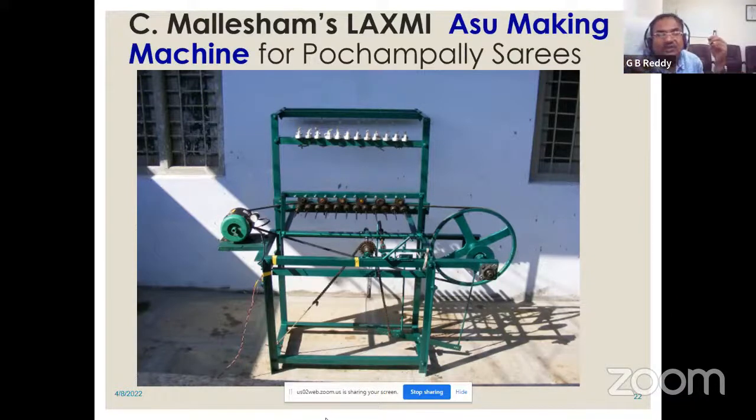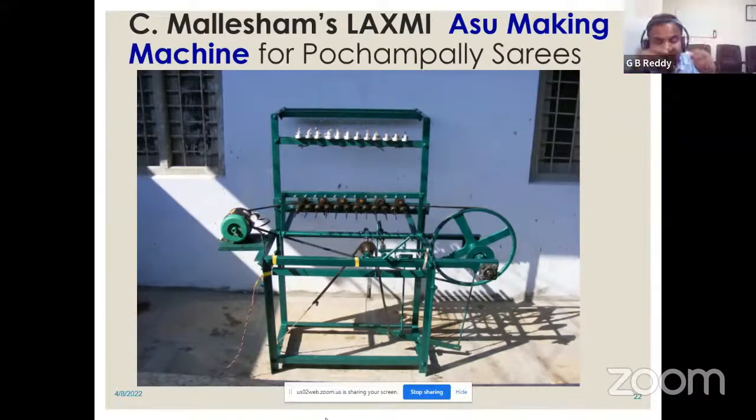The weavers traditionally, what do they do? They simply move the hand up and down some thousands of times every day. What will happen to their joints? So when he saw his mother suffering, this 8th or 9th class dropout came out with this invention, Lakshmi Asu making machine. And it was considered one of the most notable rural inventions in the country. So this is another one. Chintakindi Mallesham movie you can watch.